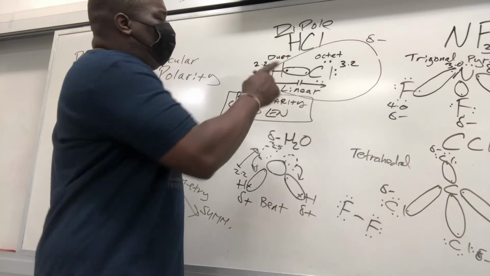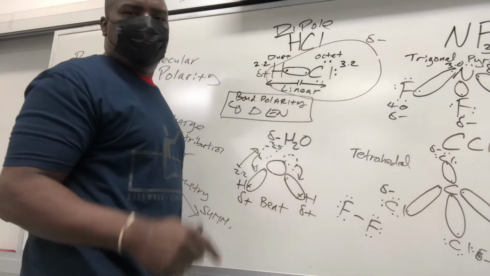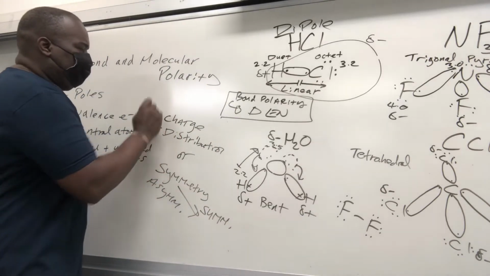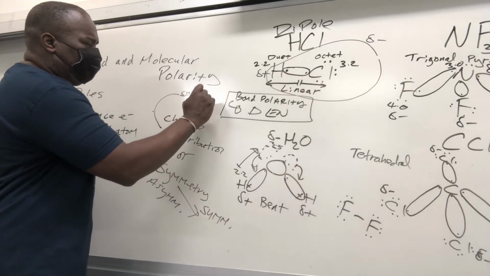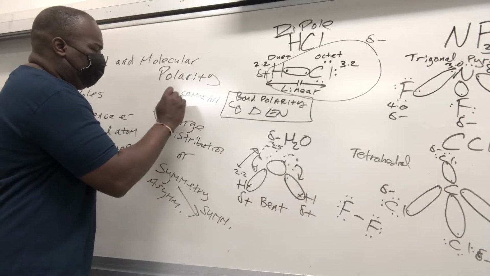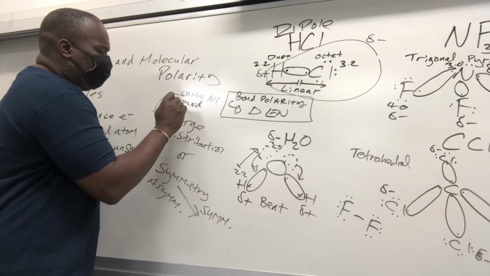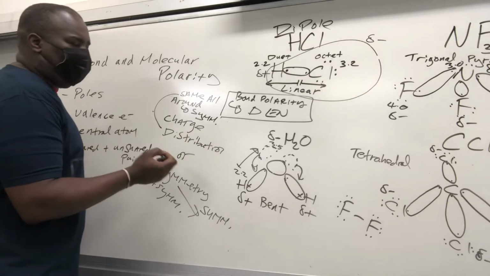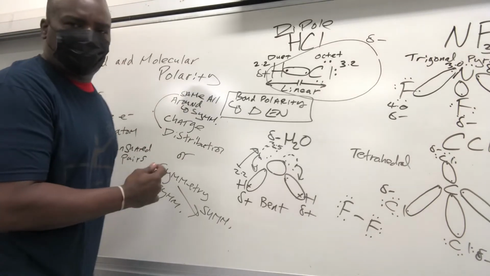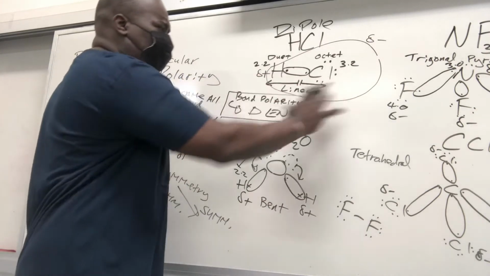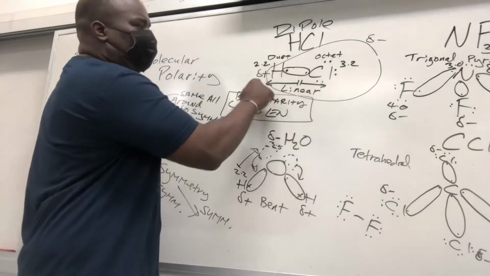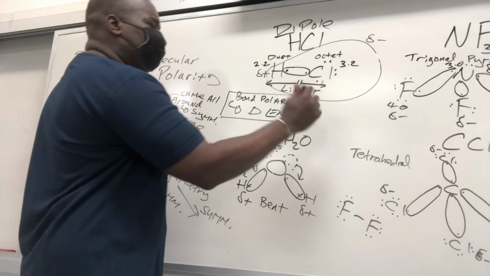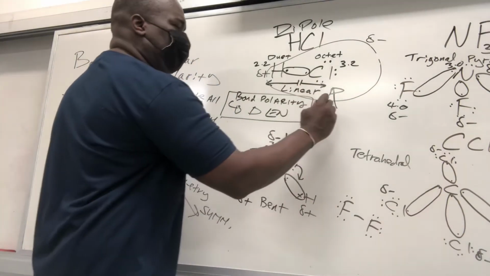Charge distribution. If one side is positive and the other side is negative, that means it doesn't have the same charge distribution all around. Make a note of this: if it's the same all around, your molecule is going to be symmetrical. If it's not the same all around, it's going to be asymmetrical. This does not have the same charge distribution all around, because we know from these partial charges that it's different.